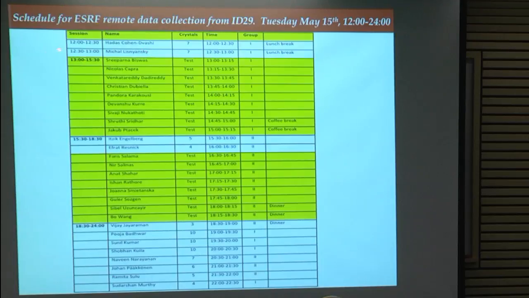After lunch, it's going to be from 2 to 3:30. We have these people working, each one allocated 15 minutes. They're going to work on a test case, so it's going to be 1 crystal, basically.